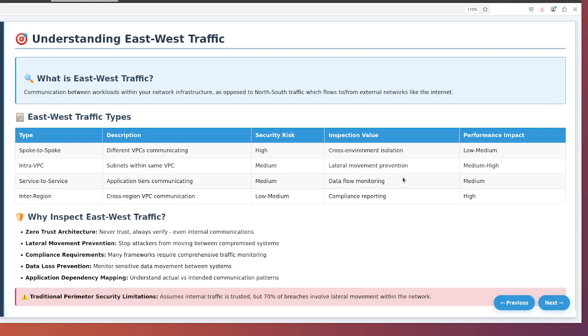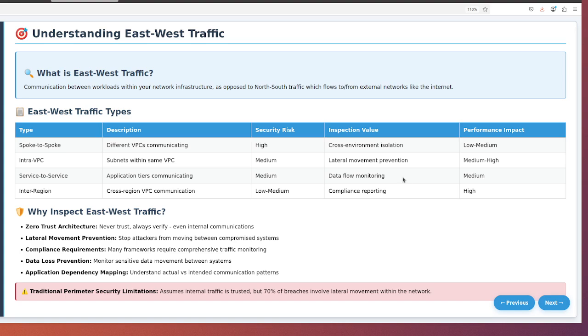Understanding East-West Traffic Inspection. East-West traffic inspection represents a fundamental shift in network security thinking. Traditional perimeter security models assumed that once traffic was inside your network, it was trustworthy. This assumption has proven dangerous in modern threat landscapes. Let me give you a real-world scenario.